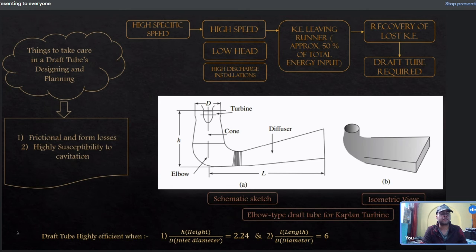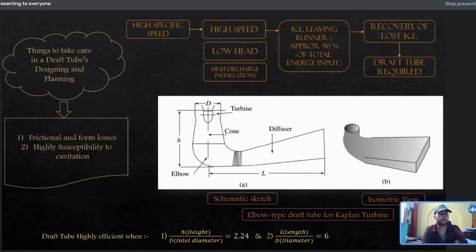A schematic sketch and isometric view of an elbow type draft tube for a Kaplan turbine has been shown on the screen. Also, one more interesting fact, it is experimentally found that the efficiency of the draft tube increases drastically when the ratio of its height to inlet diameter is equal to 2.24 and the ratio of length to diameter is about 6.